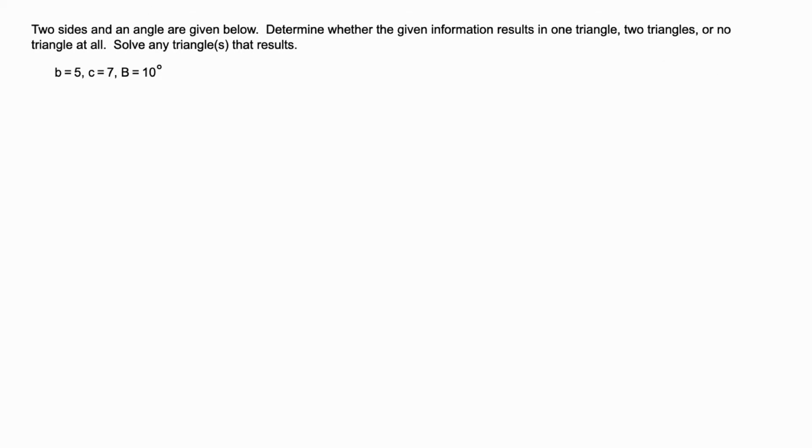So we are given sides and an angle. Let me draw a sample triangle. It's not going to be exact, it's just A, B, C. Lowercase b is 5, and lowercase c, opposite of angle C, is 7. Angle B is 10 degrees. So this is the side-side-angle case.